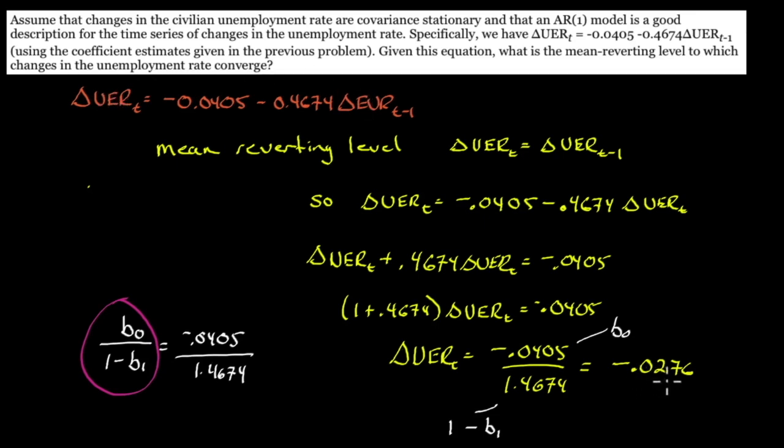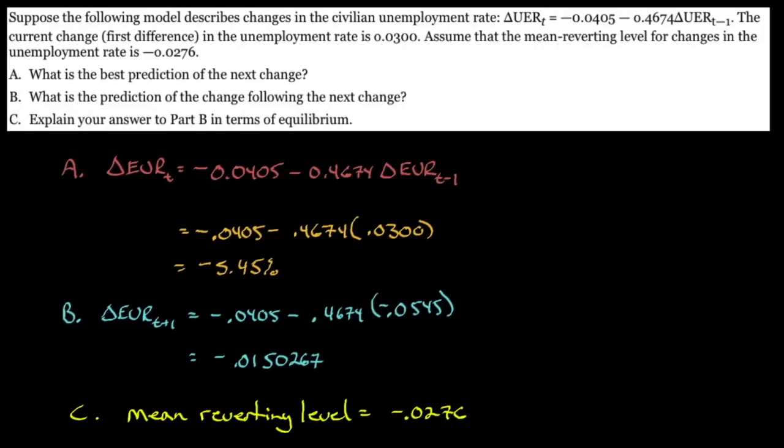All right, question 7 just sort of combines mean reversion with forecasting several periods ahead. Suppose the following model describes changes in the civilian unemployment rate, and this is the model we just had in the last question. The current change, or the first difference, in the unemployment rate is 0.0300. Assume that the mean reverting level for changes in the unemployment rate is negative 0.0276. We already figured that out.